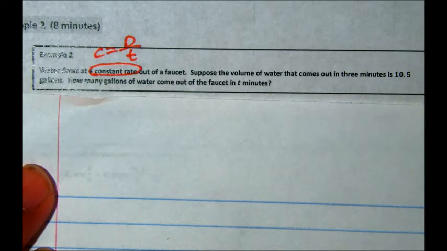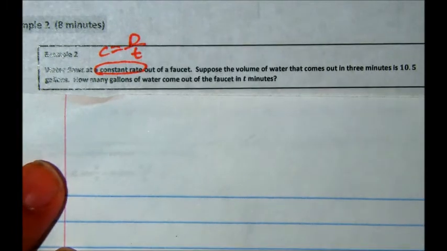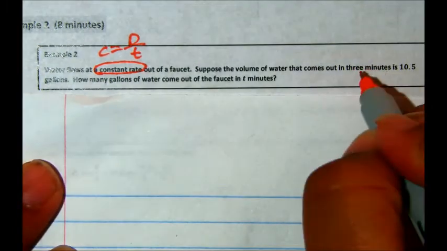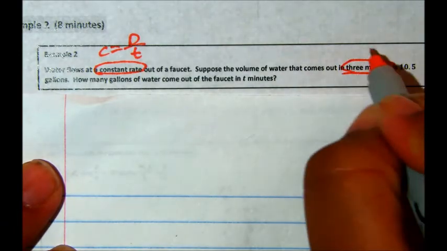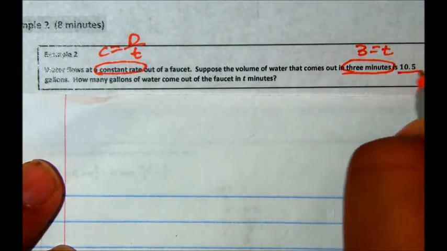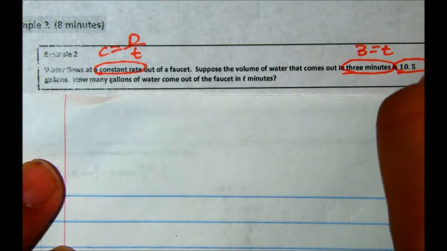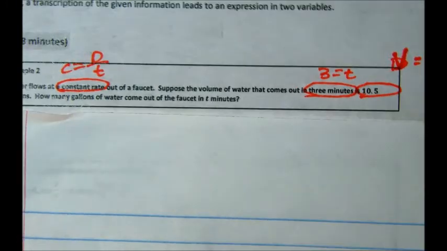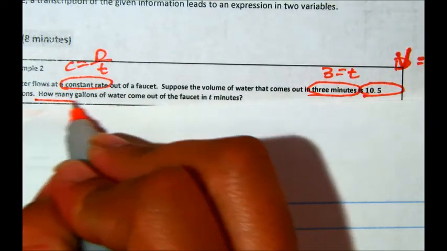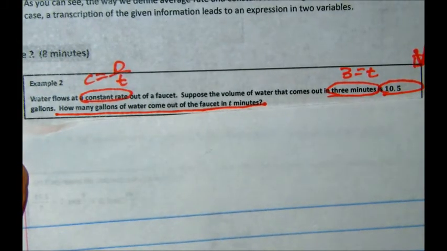Which of the given measurements represents my time? Which represents my distance? You should have said that 3 minutes is my time, and that 10.5 gallons is my distance. Notice I'm using the variable V for this distance. How many gallons of water come out of the faucet in T minutes? I want to know any gallons in any time interval.